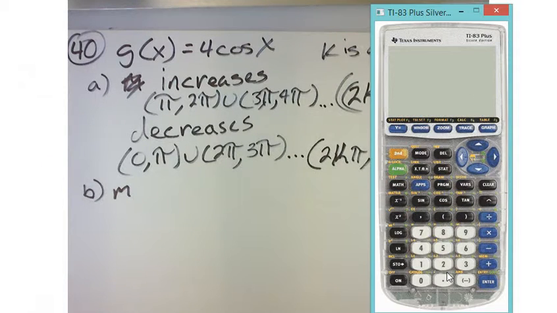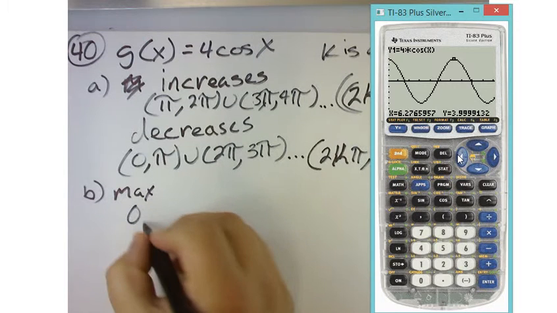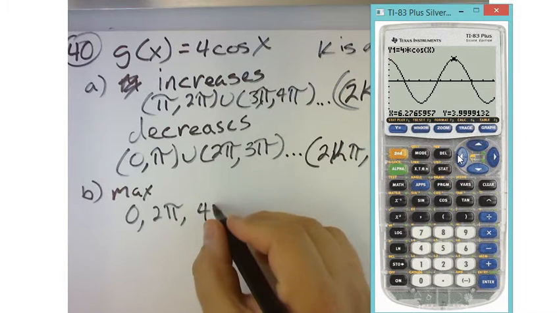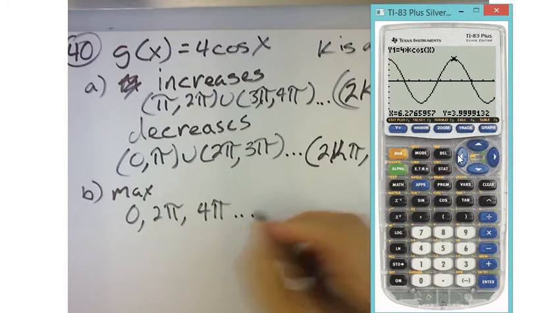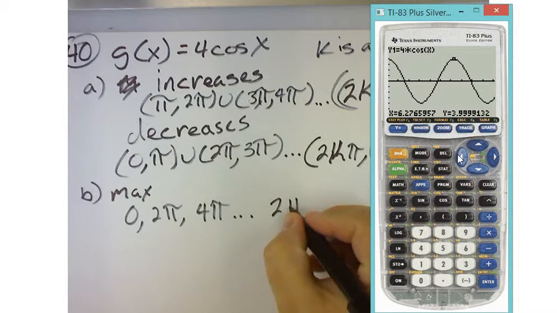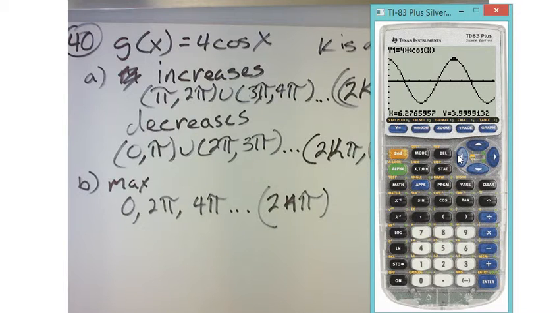the maximums occur at 0 and 2 pi. Where do you think the next one will occur? 4 pi. How could I write that? Those are even numbers times pi. How could I write that? How about 2k times pi? So when I plug in 1 for k, I get 2 pi. If I plug in 2 for k, I get 4 pi, and so on and so forth.